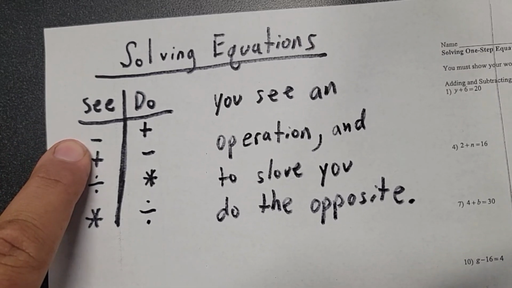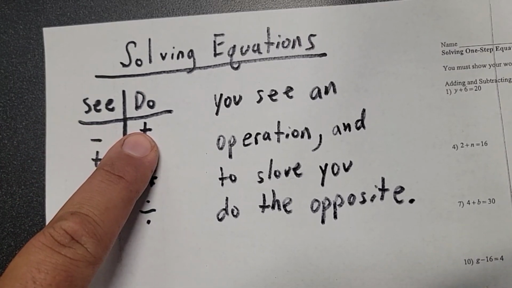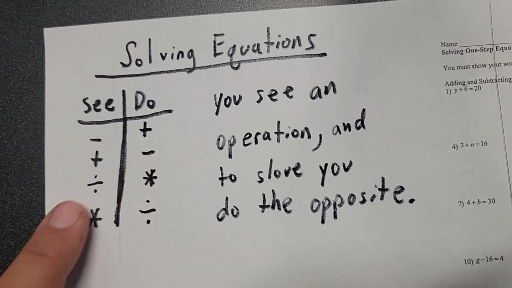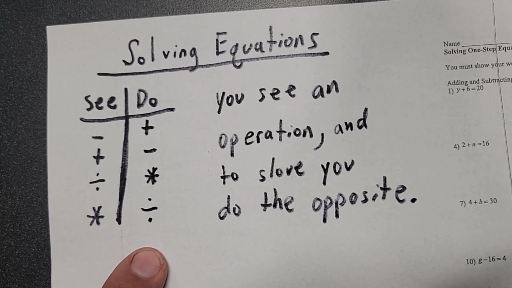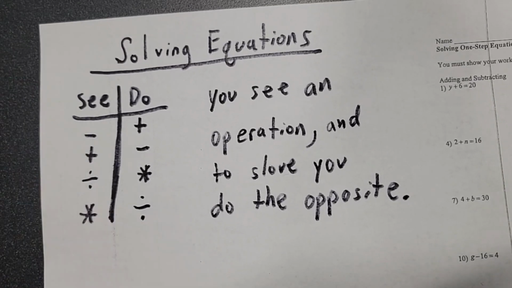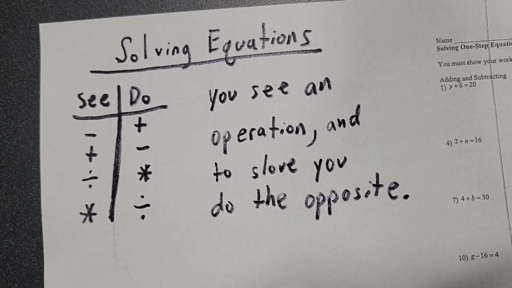The opposite of minus is adding, the opposite of adding is subtracting, the opposite of division is multiplication, and the opposite of multiplication is division. So let's go ahead and just try.